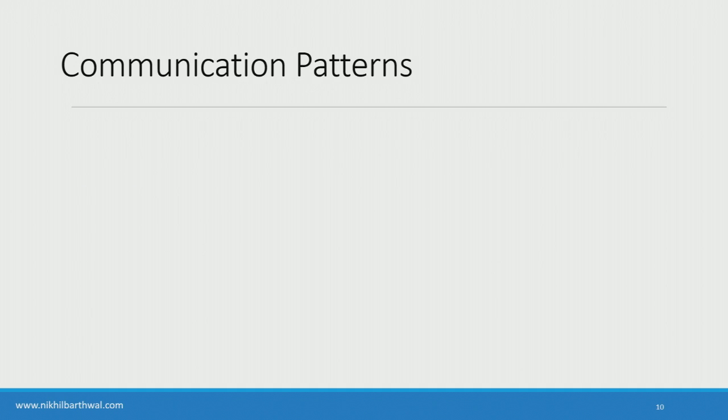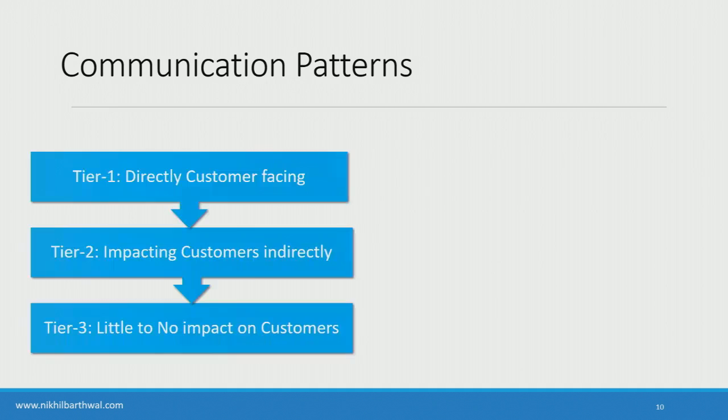So let's look at some communication patterns that we have. Typically, we can divide the services into, I like to call it, 3 tiers, although you can have 4 or 5 depending on how you want to classify them. You have a directly customer facing tier, then you have something that affects customers indirectly, and then you have little to no impact on customers.